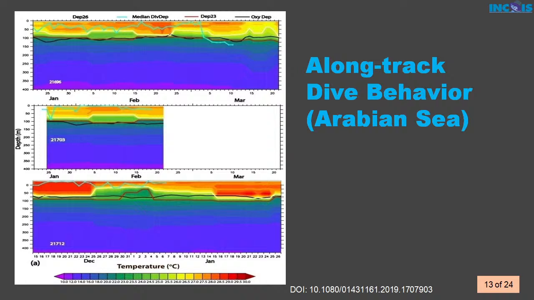But here if you see the movement of the tuna, which is shown in the cyan line, it is restricted for the temperature values mostly more than 25 degrees Celsius. This is pretty much the data that the tag itself recorded.